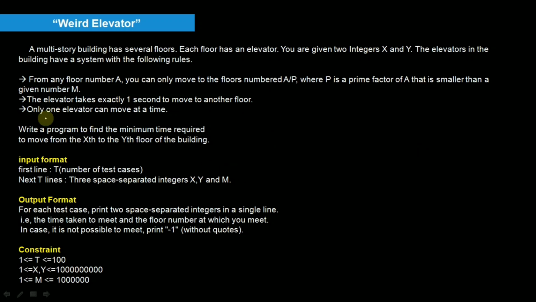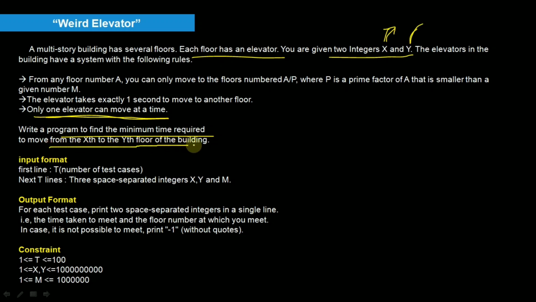Okay, let's see the third rule. It is saying only one elevator can move at a time. So the question is asking, write a program to find the minimum time required to move from X to the Y floor of the building.